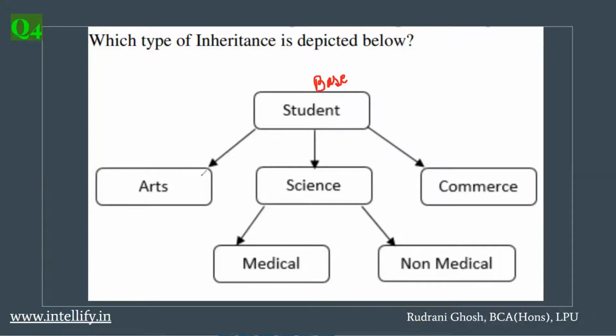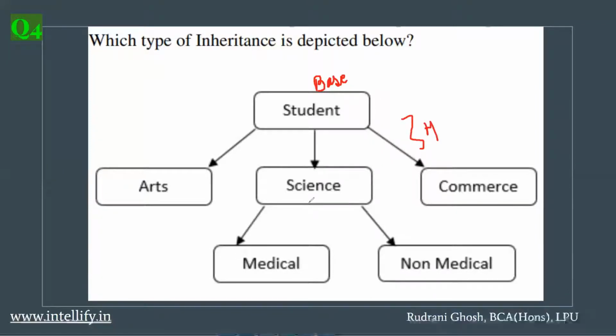We can see arts is being derived from student. This is a single level inheritance or simple inheritance. We can also see commerce has been derived using simple inheritance or single inheritance. Similarly, science is also derived using simple or single inheritance. But altogether, arts, science, and commerce depict hierarchical inheritance because using one class student, we are deriving many classes, that is arts, science, and commerce. So individually, these are all single level inheritance, but together they are hierarchical inheritance.